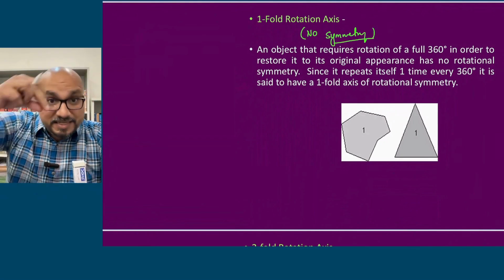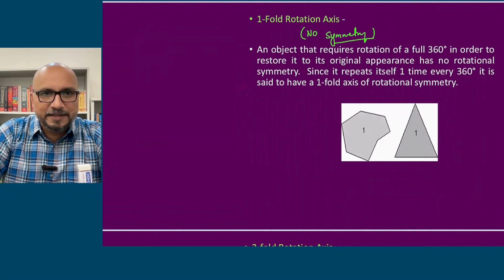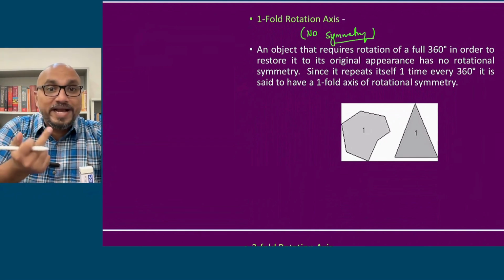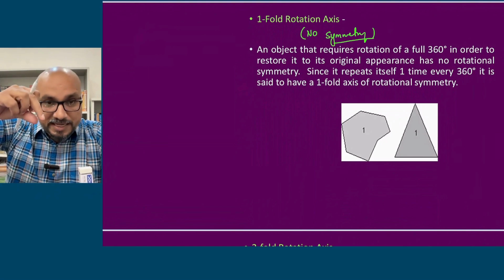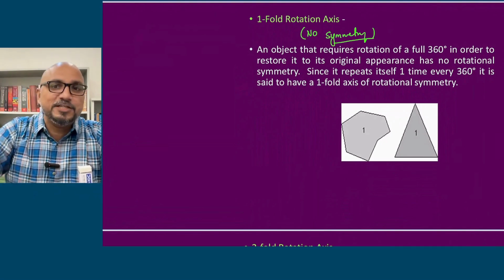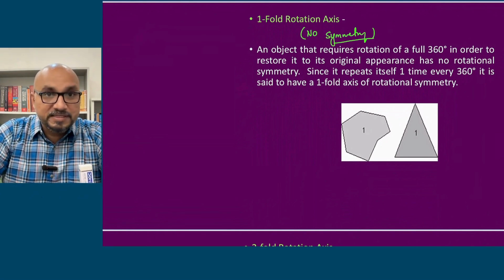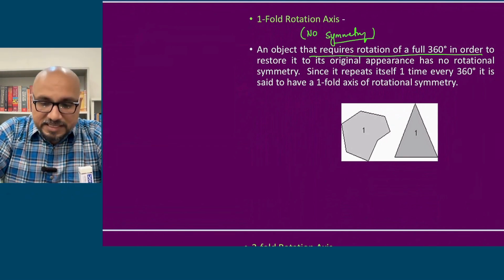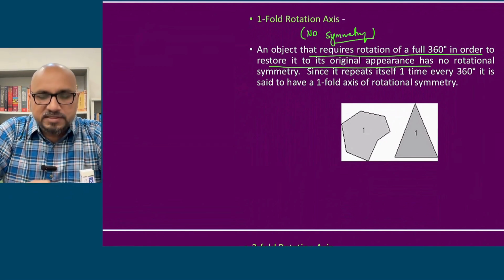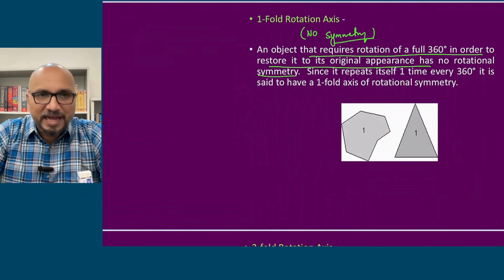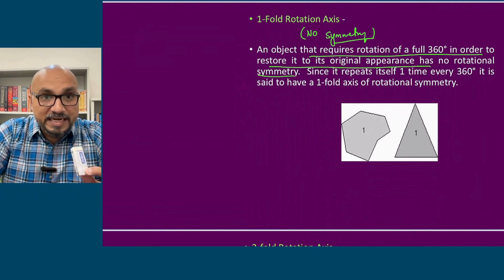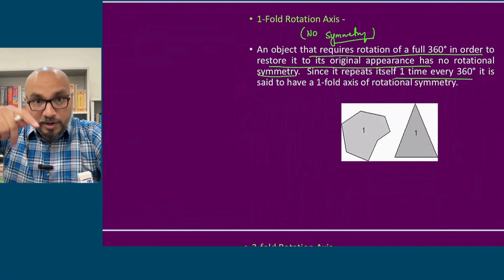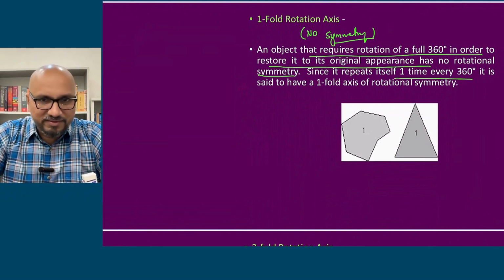There is no symmetry here because you have to rotate the full 360 degrees to bring the face back. What was the condition? When you give a full rotation, when you rotate it 360 degrees, at least twice it should repeat. Here, only the full 360 degrees brings the same face back to the same position, so the same face is not repeating. An object that requires rotation of a full 360 degrees in order to restore its original appearance has no rotational symmetry. It repeats itself one time in every 360 degrees.